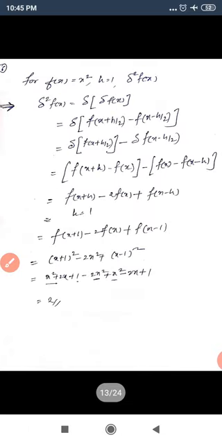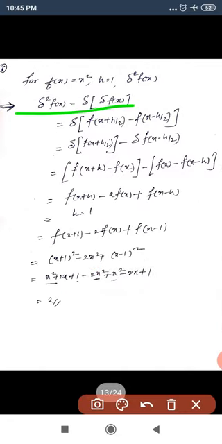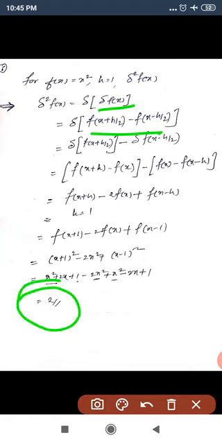Similarly, we can calculate for f of x equal to x square, h equal to 1, del square of fx. Just apply the same definition here. Del square is del into del. First find del of fx with the operator and simplify it. So the answer is 2.